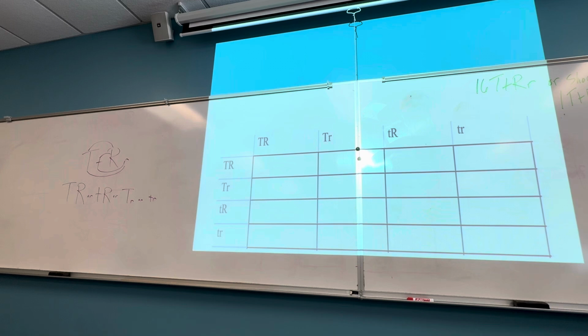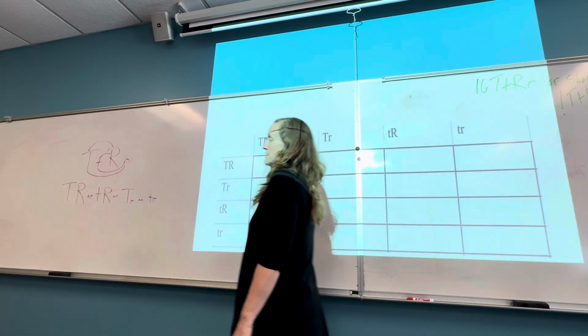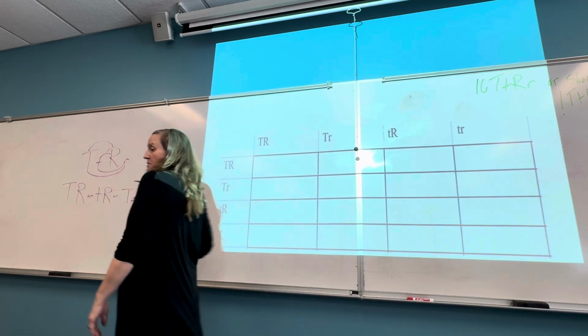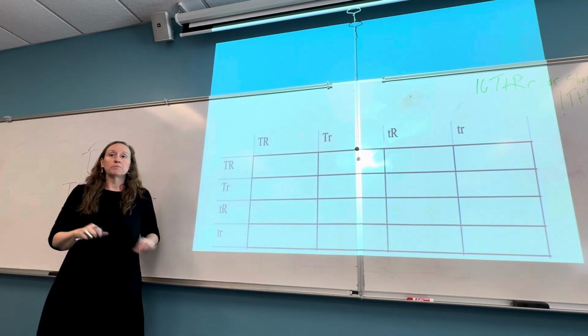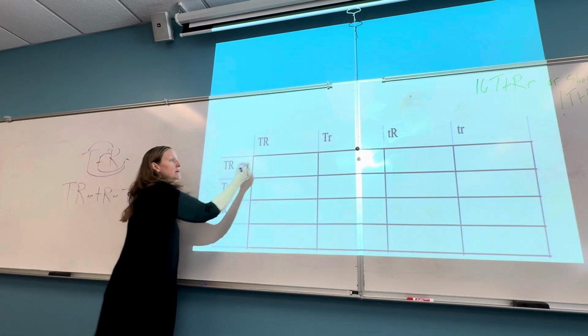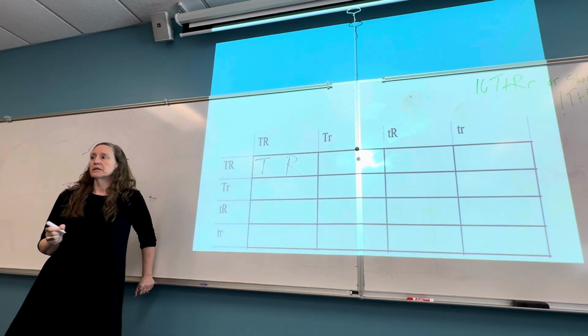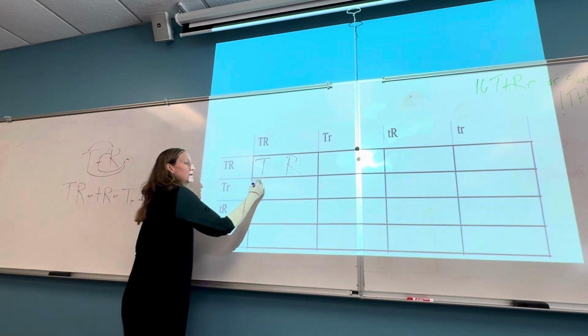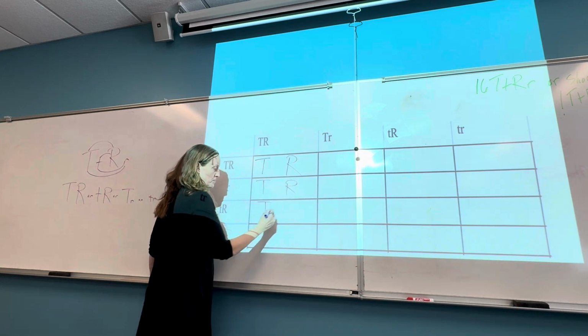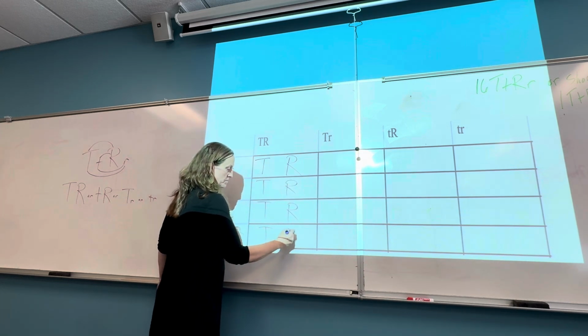Now we're going to put our gametes on here. Okay, so now this gets a little more complicated. Let's start at the top and go in the columns down. Remember, keep your T's together, keep your R's together. So in this column, I'm going to put big T space, big R space, big T space, big R space.